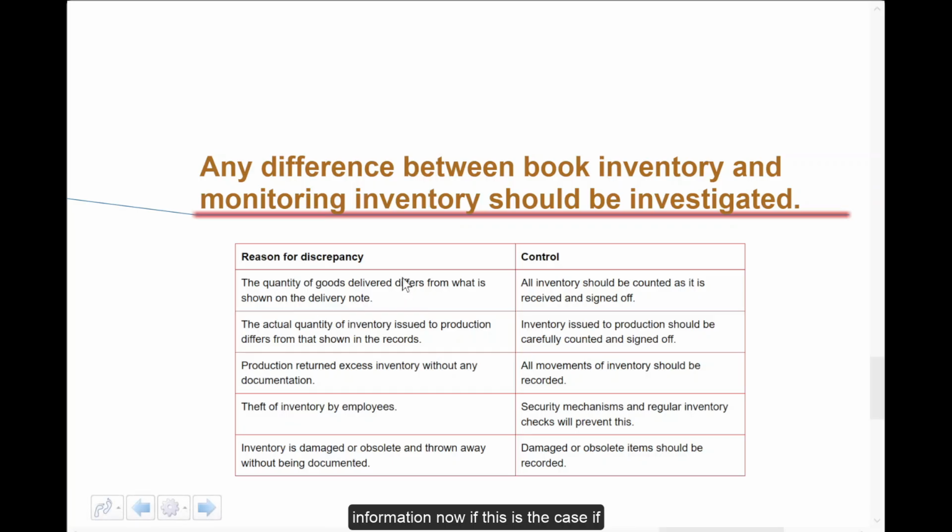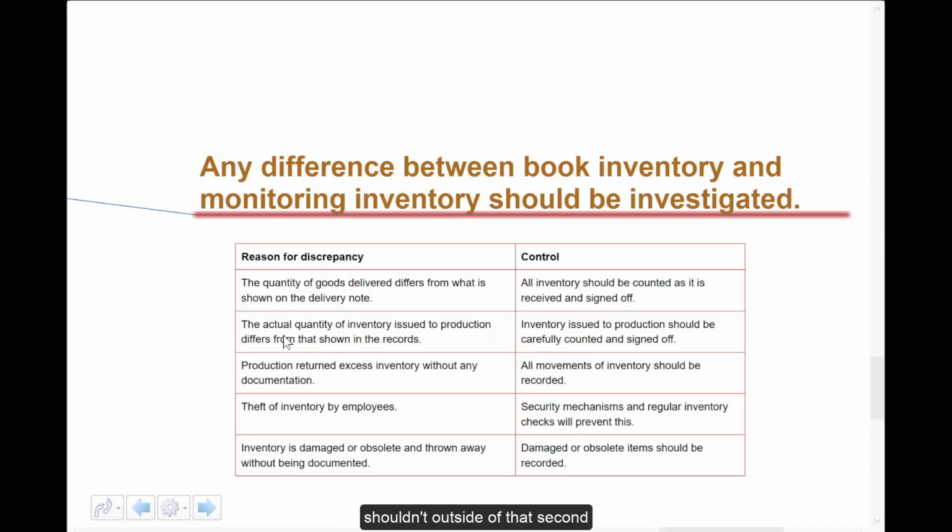Now, if this is the case, if what has been delivered is different to what's shown on the delivery note provided, then certainly the control should be that all inventory is counted as it's received and signed off. A person signs it off. That is going to avoid this problem. This sort of thing shouldn't be happening. It does happen, but it shouldn't.